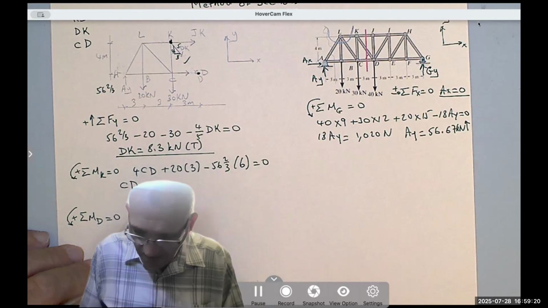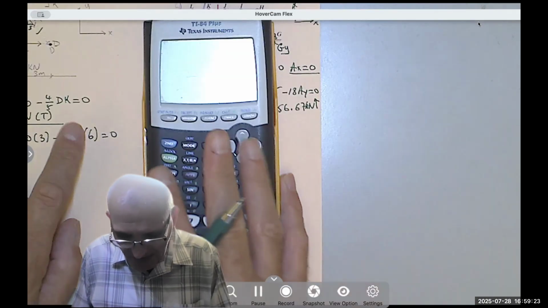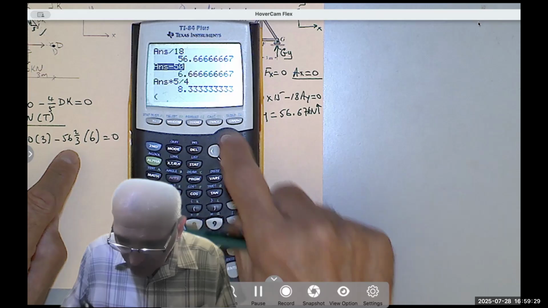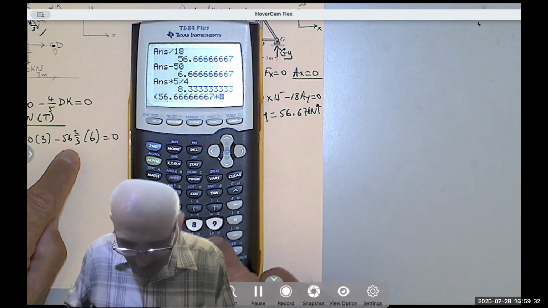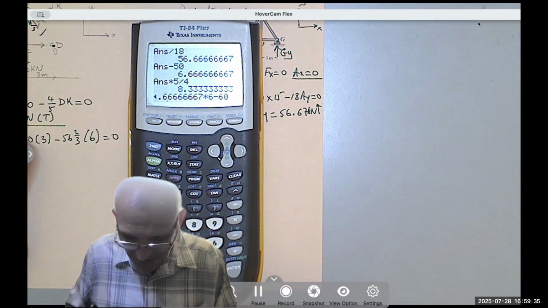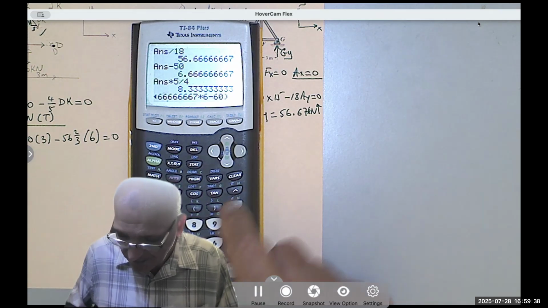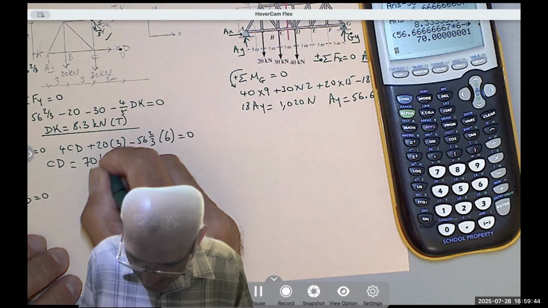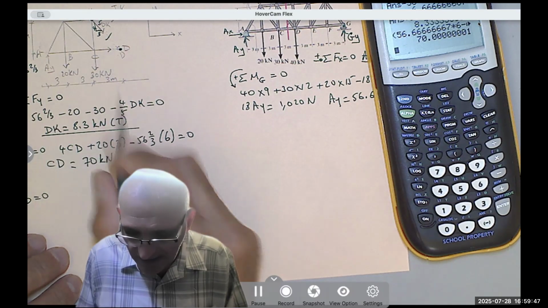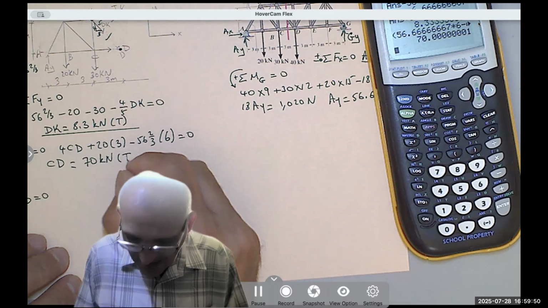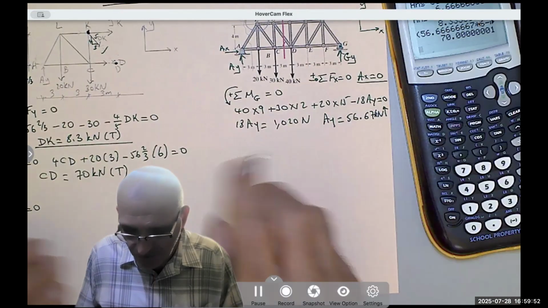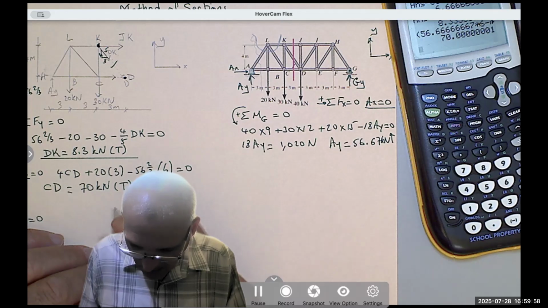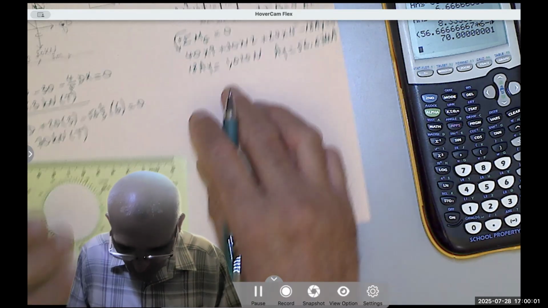So CD becomes, you can use the calculator, you take this minus that, and then divide by 4. So 56 and 2/3 times 6 minus 20 times 3, divided by 4. And that gives me 70 kilonewton. Again, I got positive, meaning I drew it correctly. It's also tension. And since this is tension, the top one would be compression for sure. Okay, so I already found now these two forces.